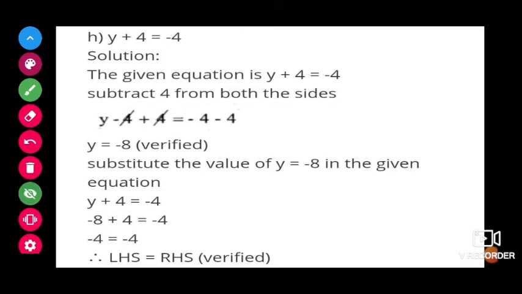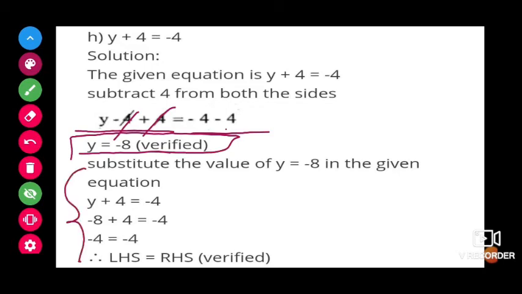Next one. y plus 4 is equal to minus 4. Solution. The given equation is y plus 4 is equals to minus 4. What we have to do, children? Here plus 4 it is there. We have to remove that plus 4. As I told you already, plus 4 if I want to remove, we have to do minus 4. Now, if I will do minus 4 on one side, the same minus 4 I have to do on the other side also. So plus 4 minus 4 will get cancelled. This side y equals to minus 8.